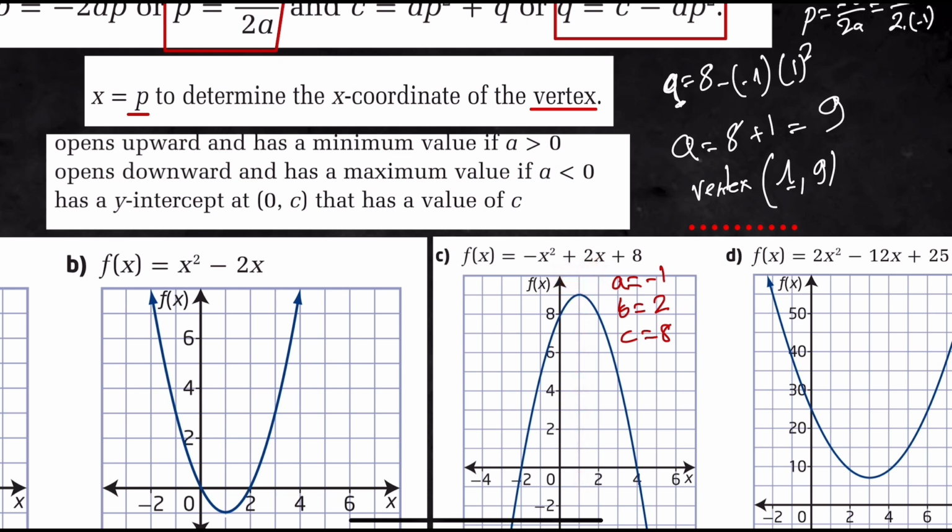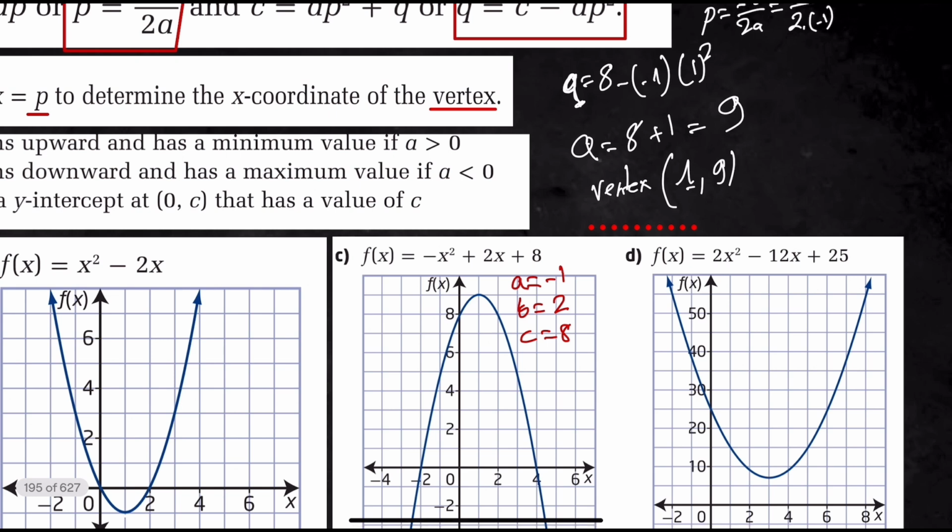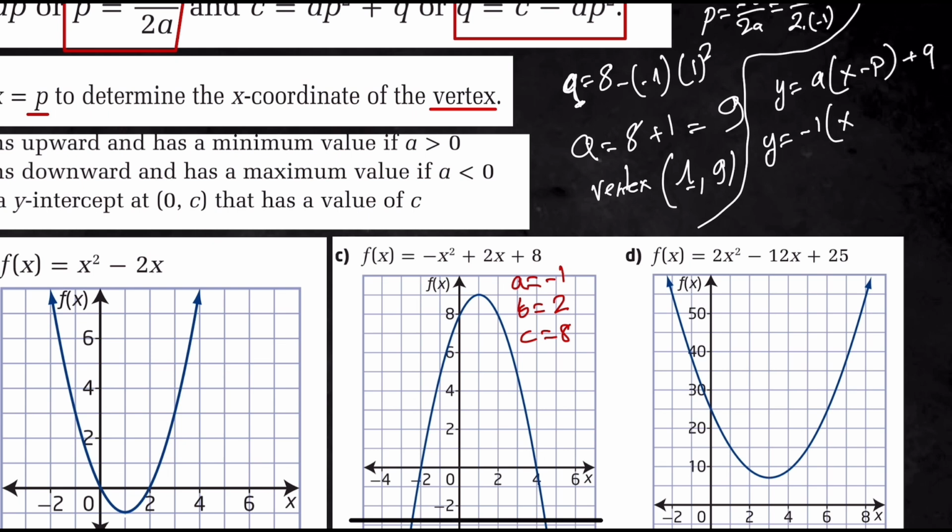From there, I can actually write my vertex form equation. I know it's y equals a times (x minus p) squared plus q. So my vertex form: a is minus 1, so minus 1 times (x minus 1) squared plus q, which is 9, plus 9.